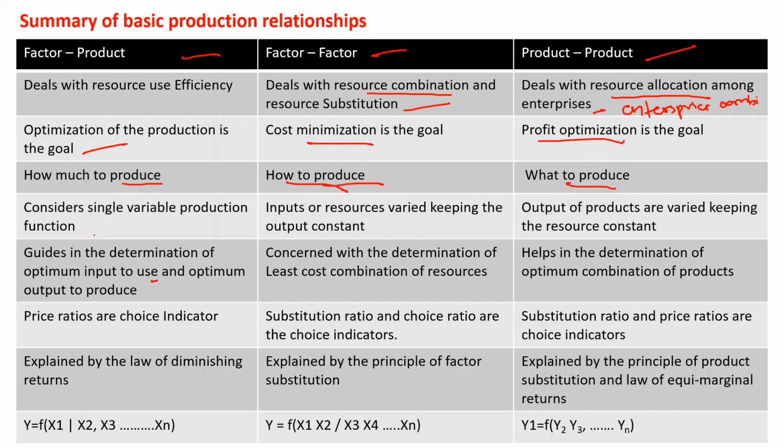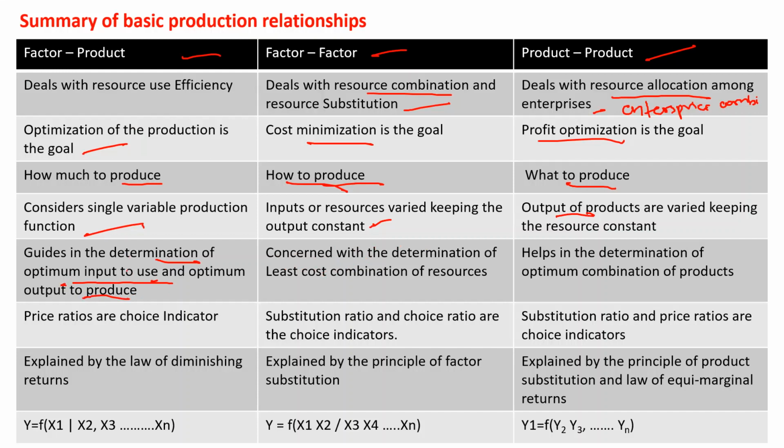In factor-product we consider only a single variable production function. In factor-factor we consider two variable resources or two variable inputs and other inputs are kept constant. In product-product, input is kept constant, the resource is kept constant, and output is changed. In factor-factor, output is kept constant. In factor-product relationship, it guides in determination of optimum input use and optimum output to produce.